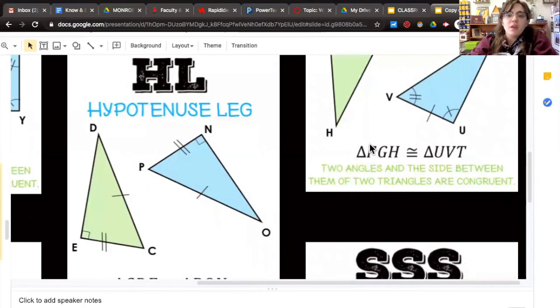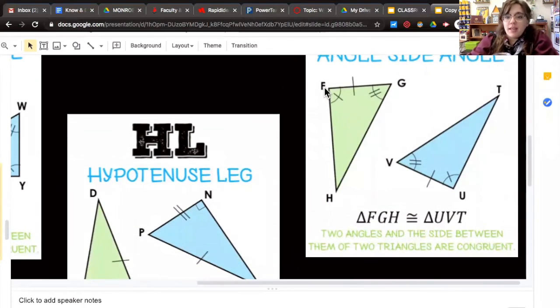So, like we'd mentioned before, FGH is congruent to UVT because you have to follow the same order when you state congruency. F is the same as U, G is the same as V, H is the same as T. You have to make sure you get those parts right. That's what my last class struggled with the most, getting them in the correct order.